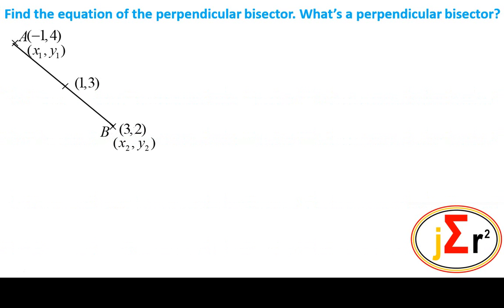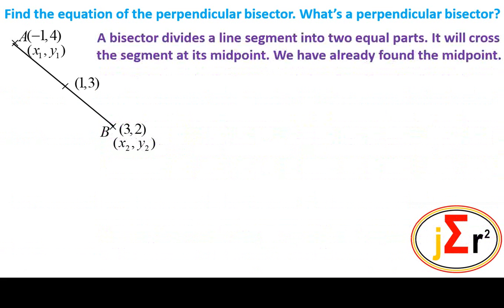Find the equation of the perpendicular bisector. What is a perpendicular bisector? A bisector divides a line segment into two equal parts. It will cross the segment at its midpoint.